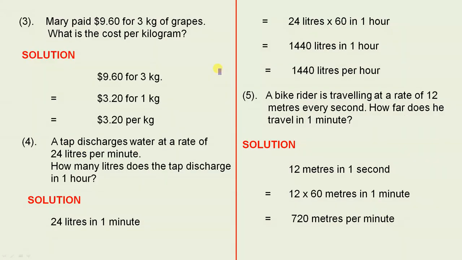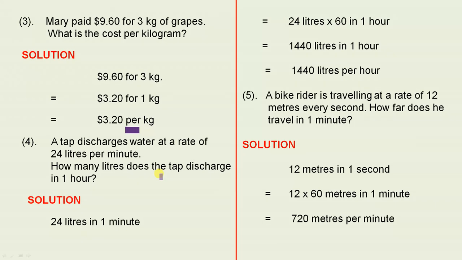Number 3, Mary paid $9.60 for 3 kilograms of grapes. What is the cost per kilogram? So for the solution, we have $9.60 for 3 kilograms. If we divide each of these by 3, that gives us $3.20 for 1 kilogram, which is $3.20 per kilogram. So here we have an amount of money, and here we have a mass.